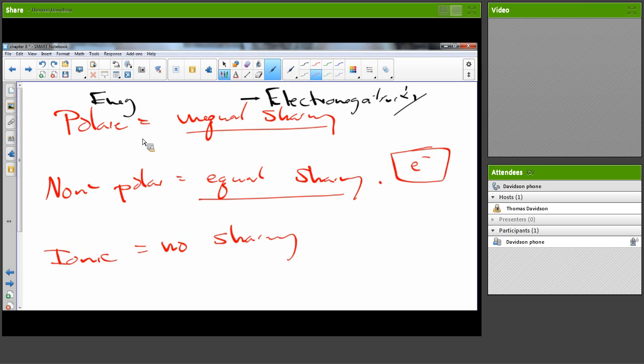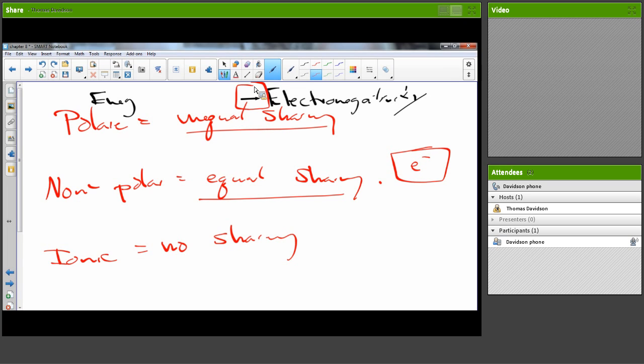The reason why polar shares unequally, nonpolar shares equally, and ionic doesn't share at all is all governed by this concept that we call electronegativity. It's the worst word to write in chemistry. So if I write E neg, I'm also referring to electronegativity. Because it's super long. It takes a lot of letters to type, and it's always spelled incorrectly in word processing programs. It's a word, I promise you.